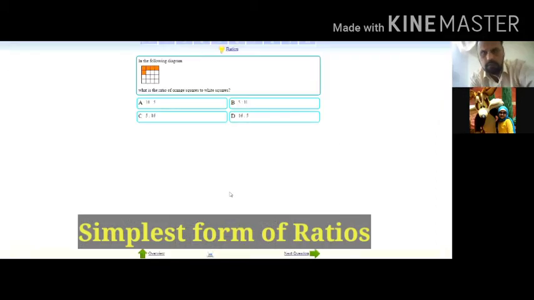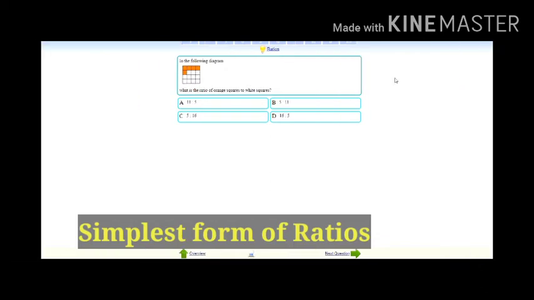Over here, these are some problems regarding ratio. Can you see the screen? Yes. Okay. Now in this, can you try this? How to deal with this one? This question consists of two things.